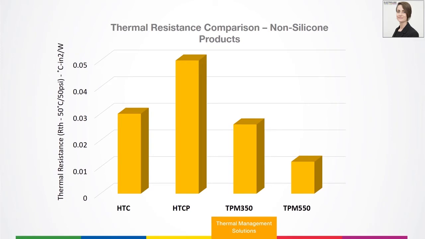But it's not just that thermal conductivity that's having the effect. It's how easily the material wets the surface. It's how thin the interface layer is that you're achieving. And most importantly, it's the stability of that material over the lifetime of the device. In this case, the phase change materials are offering you a much better performance.